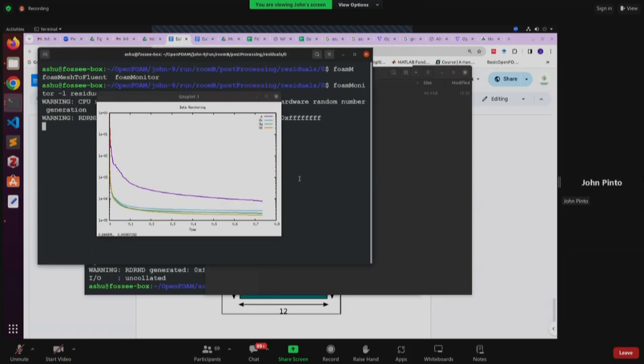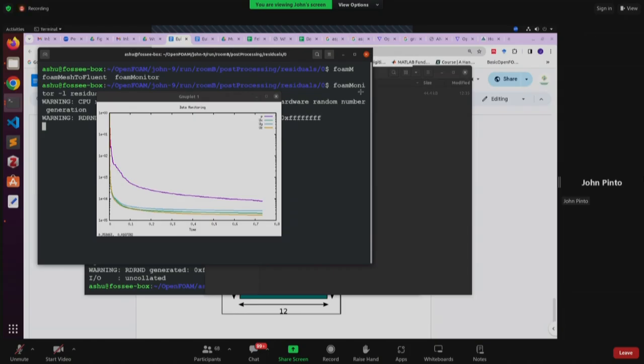So while your simulation is running, you have gone to your residuals folder, you have opened the zero folder, and you have plotted this. This you do in a new terminal, because your terminal in which this code is running will keep on running. So along with the code, this file will be written again and again, and foam monitor will keep on refreshing this. So you'll see the progress of your simulation and what is happening to your residuals.